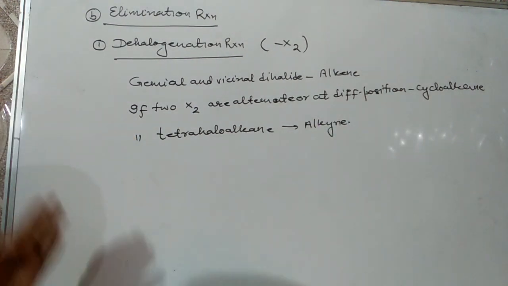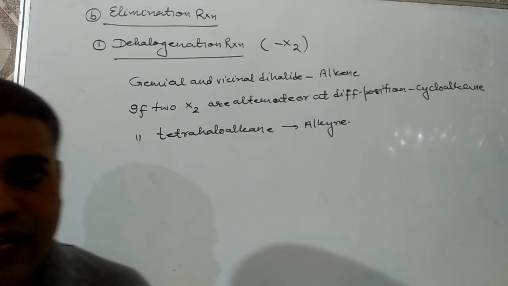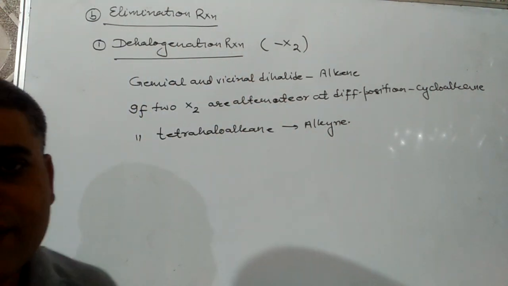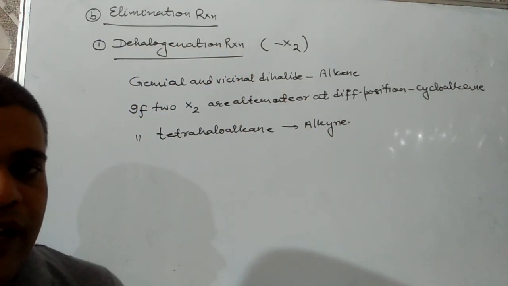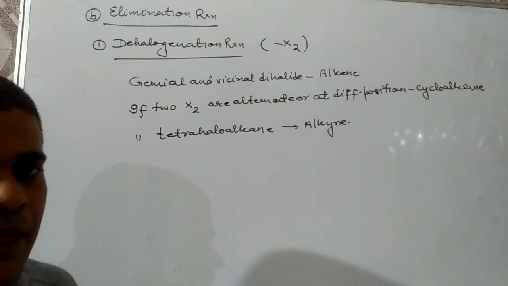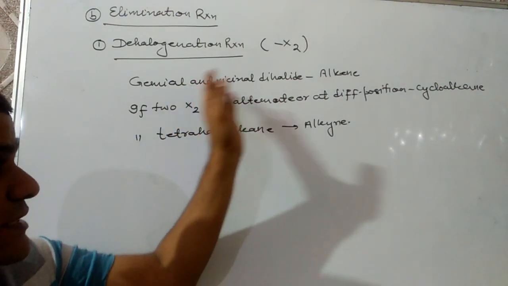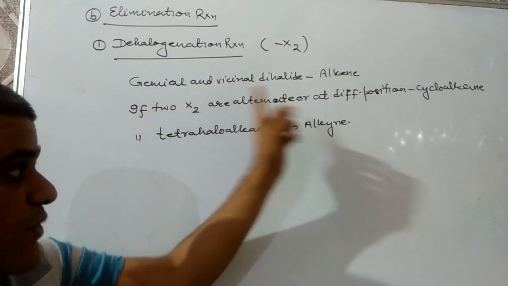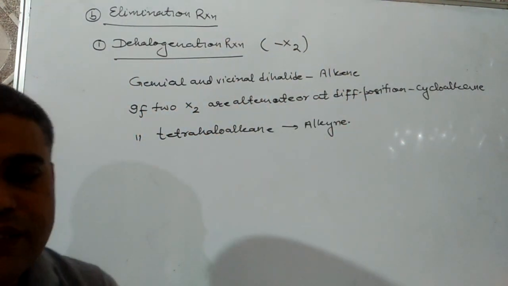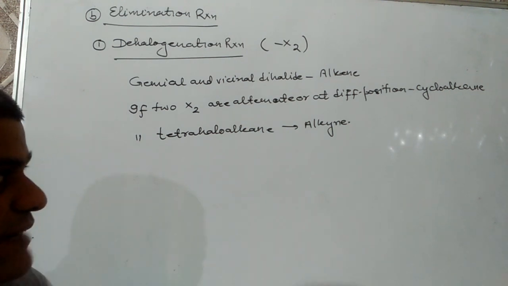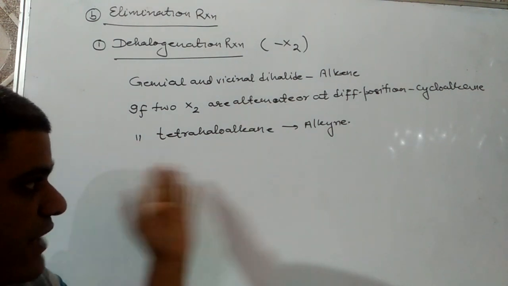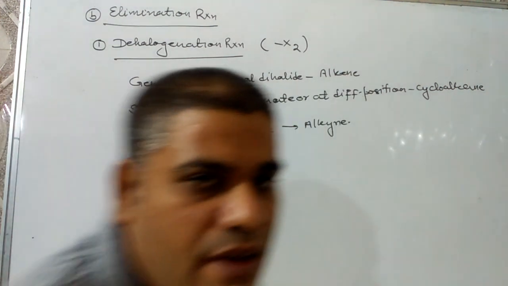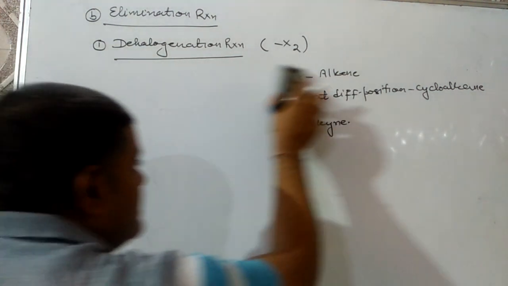In elimination, first we have to discuss the dehalogenation reaction. For that, the dihaloalkane or tetrahaloalkane is reacted with zinc metal, and keep in mind the geminal and vicinal dihalides will produce alkene, while if two halogen atoms are at different or alternate positions, then we will get cycloalkane, and for tetrahaloalkane the product will be alkyne. Now I am taking a few examples of this.